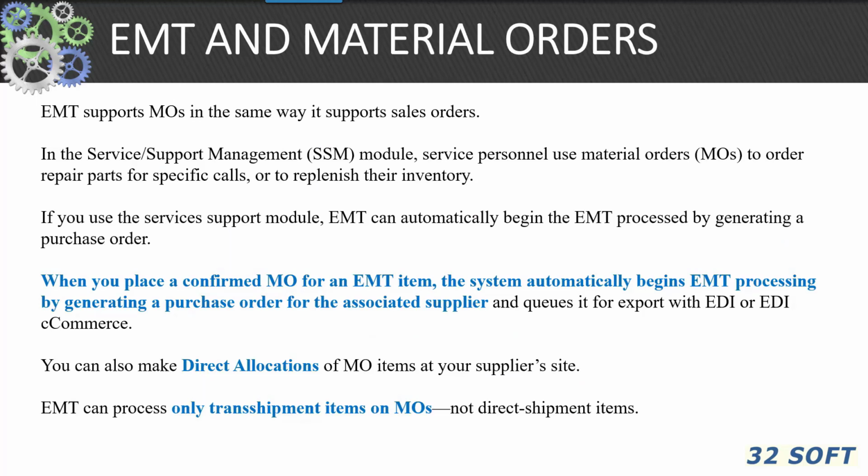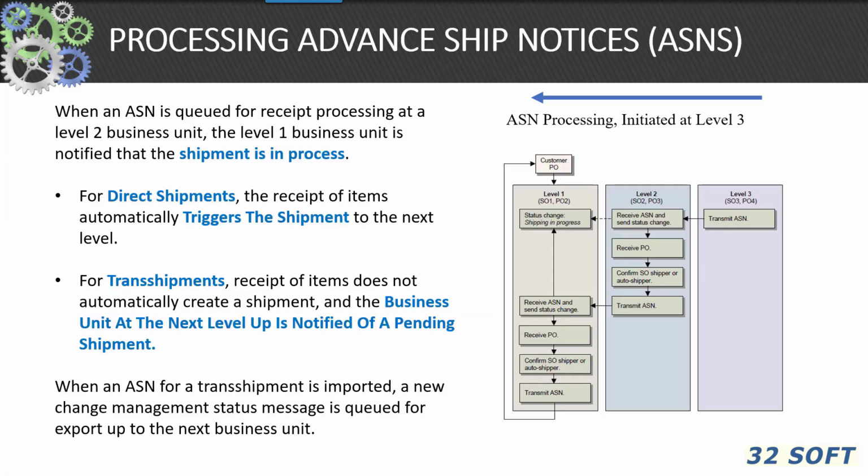EMT supports material orders. So if you use the service and support module, a material order can automatically generate a purchase order. If it's designated as an EMT order, you can do direct allocations. However, EMT can only process transshipments, not direct shipments, for material orders. If you process ASNs, the ASN is queued for receipt processing at a secondary business unit.